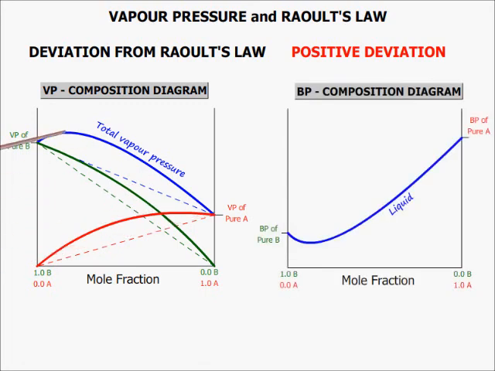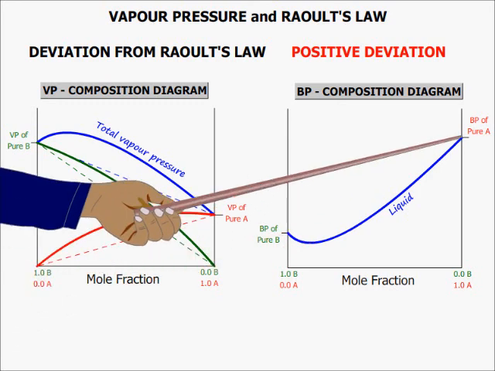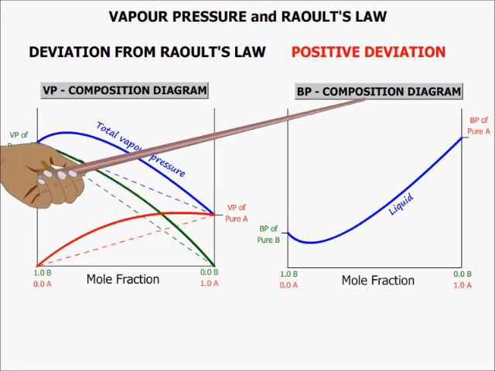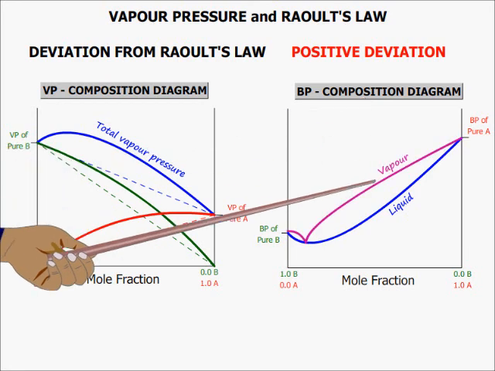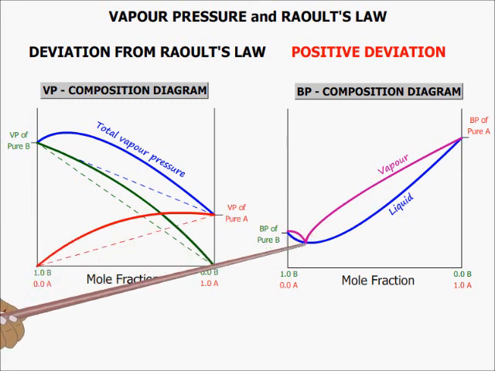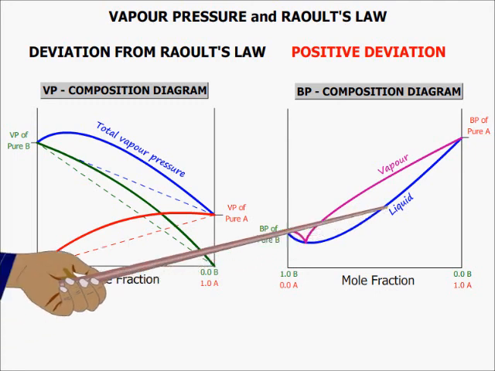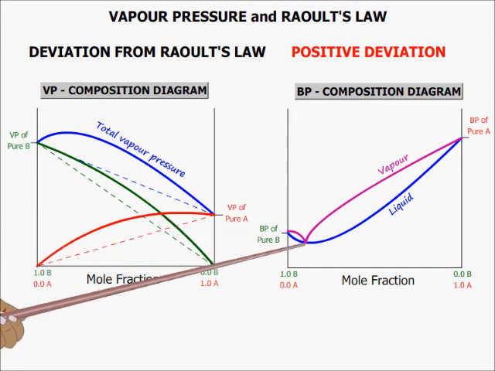As we know, the higher the vapor pressure, the lower will be the boiling point. So the boiling point of this mixture will be less than either of the pure liquids, which is seen in the boiling point composition curve. In this curve, we similarly plot the vapor composition curve. What we see now is that there is a point at this particular composition where the vapor composition curve meets the boiling point curve. So at this particular composition, the liquid and vapor will have the same composition while boiling.